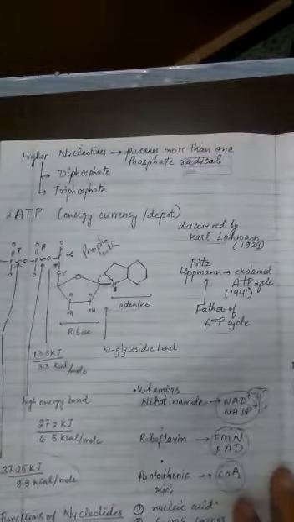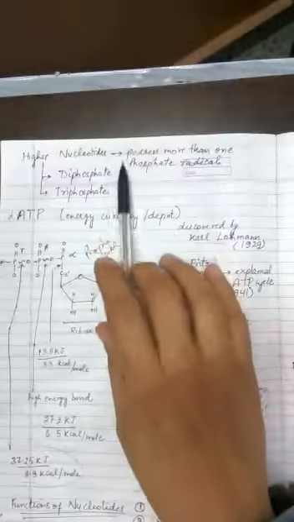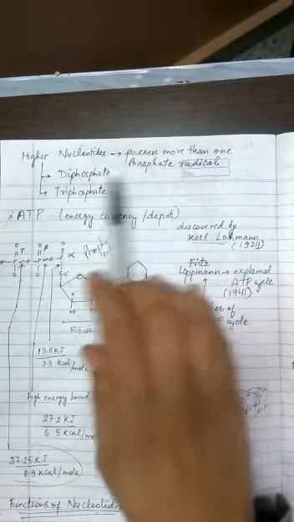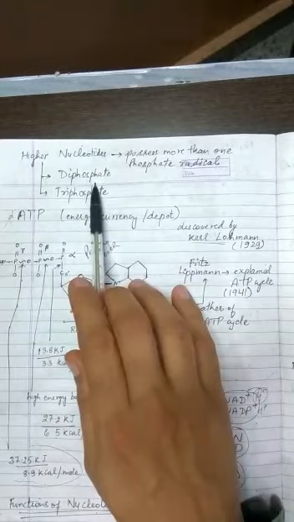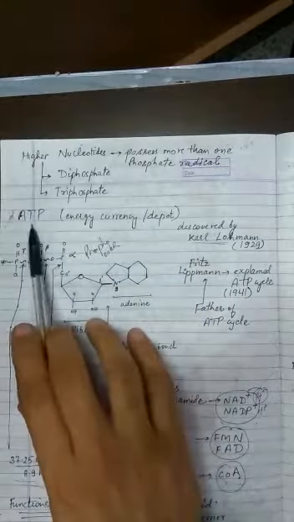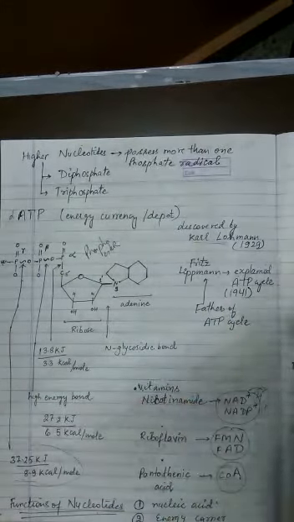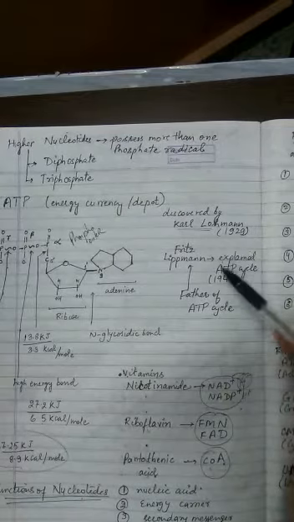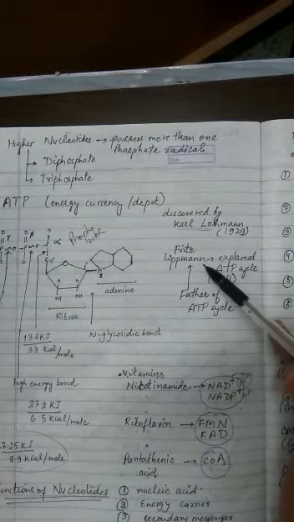Now, how do you form the higher degrees of nucleotides? So whenever there is more than one phosphate group attached, it will either turn into diphosphate or it will turn into triphosphate. We all know ATP is the energy currency, an 11th class topic, discovered by Lohmann, and the cycle was explained by Lippmann.